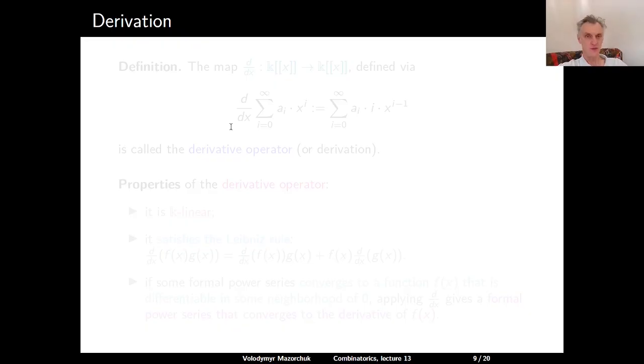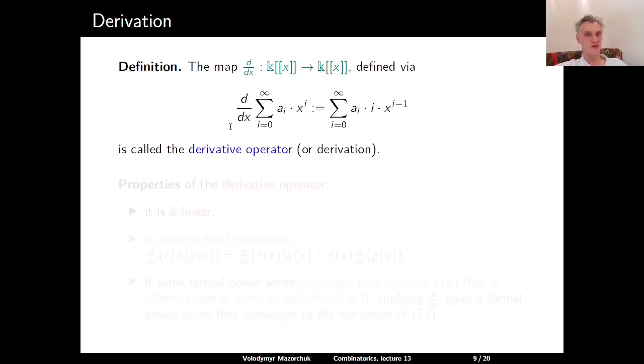We will often use a very special operator on the algebra of formal power series, which is called the derivative operator or derivation. So, definition: the map d over dx from formal power series to formal power series, defined in the following way, is called the derivative operator. So d over dx applied to the sum over all i from 0 to infinity of a_i times x to the power i is defined as the sum over all i from 0 to infinity of a_i times i times x to the power i minus 1. So this is the definition of the derivative operator on formal power series.